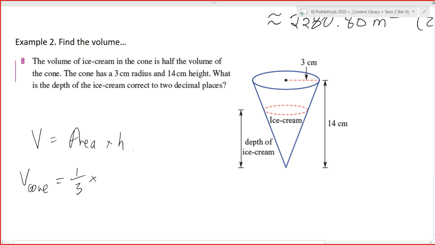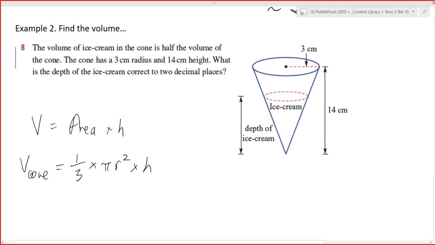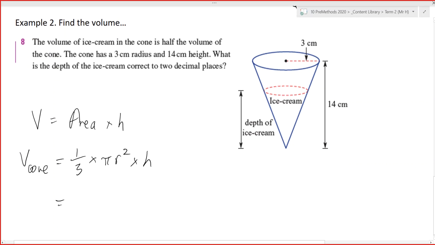And then we have the area of the base, which is the circle. Hopefully you guys all remember the circle rule for area. And then times the height. Okay, so this is going to give us the volume of the cone.